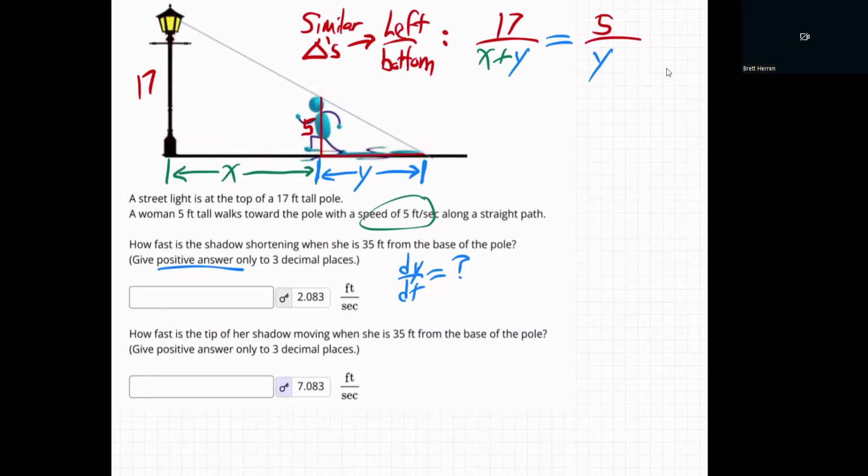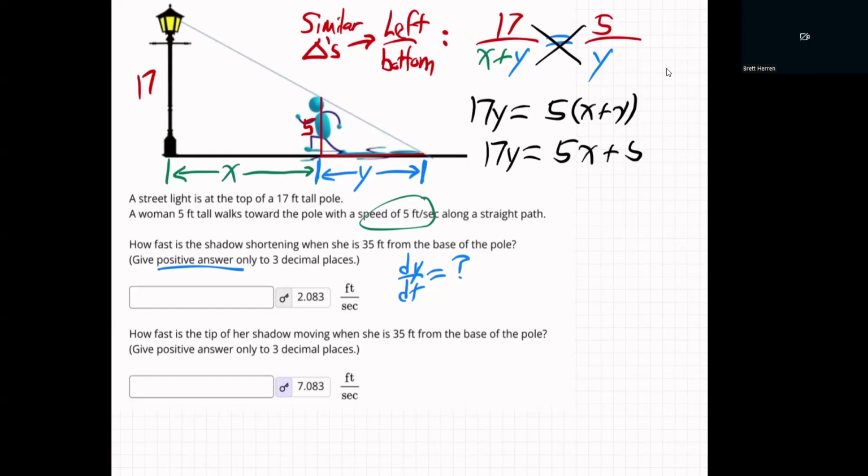So then we can go diagonal, diagonal, cross multiply. We get 17y equals 5 times x plus y, just like that. Or 17y is 5x plus 5y. There's a relationship between x and y. So, okay, there we go.